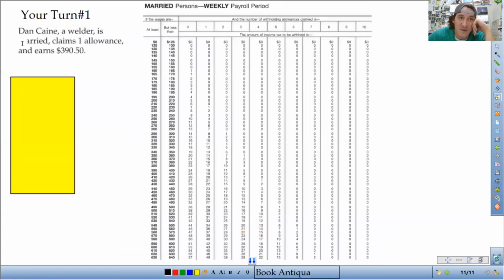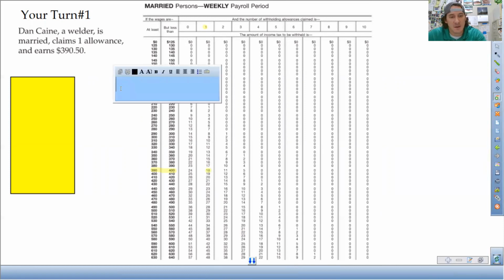All right. Why don't you guys see if you can figure this one out? Dan Crane is a welder, married, claims 1 allowance and earns $390 a week. See if you can find the allowance in the table. You can pause the video and then check your answer when you're done. I'll go ahead and answer it right now. $390.50. So he earns between $390 and $400. That's going to be this row here. For 1 allowance, that's going to be the 2nd column. 1 allowance, that's going to be $18. So his allowance is 18.